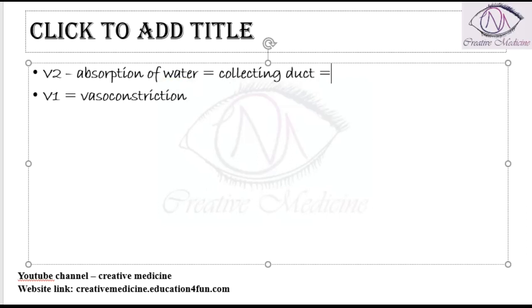The V2 receptor is a Gs type G protein coupled receptor, whereas the V1 type is a Gq type G protein coupled receptor, which acts via the IP3 and DAG pathway.